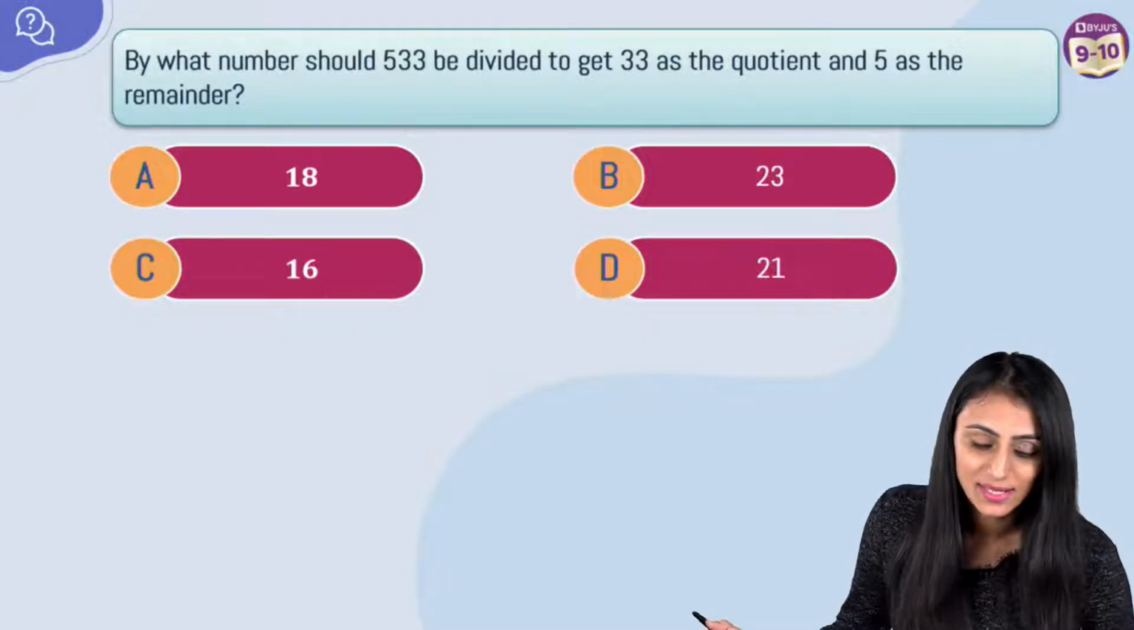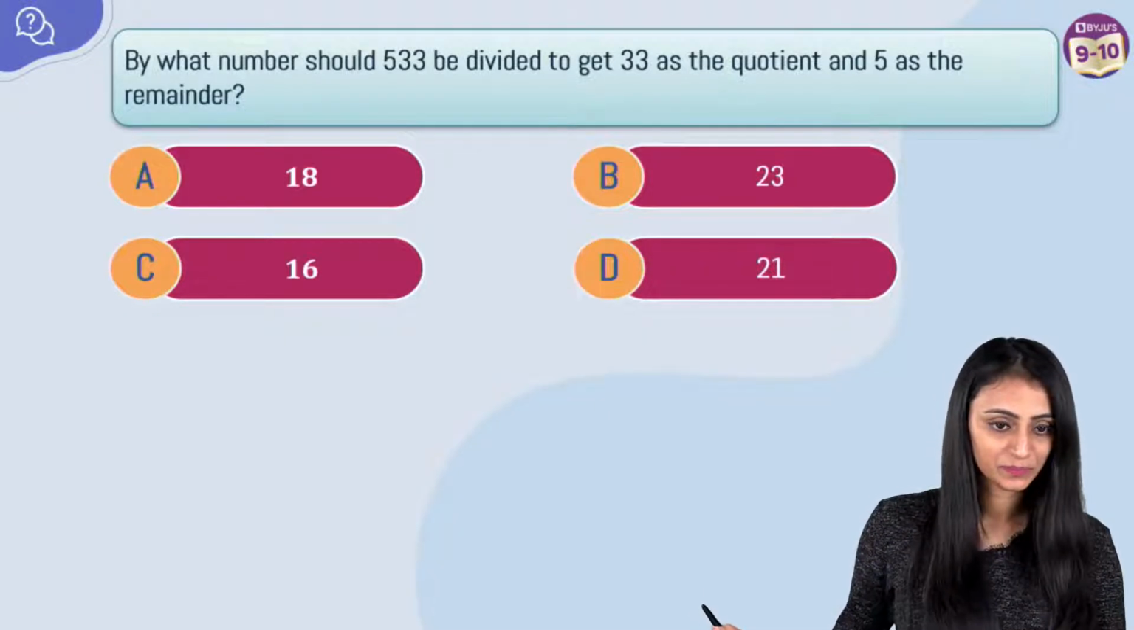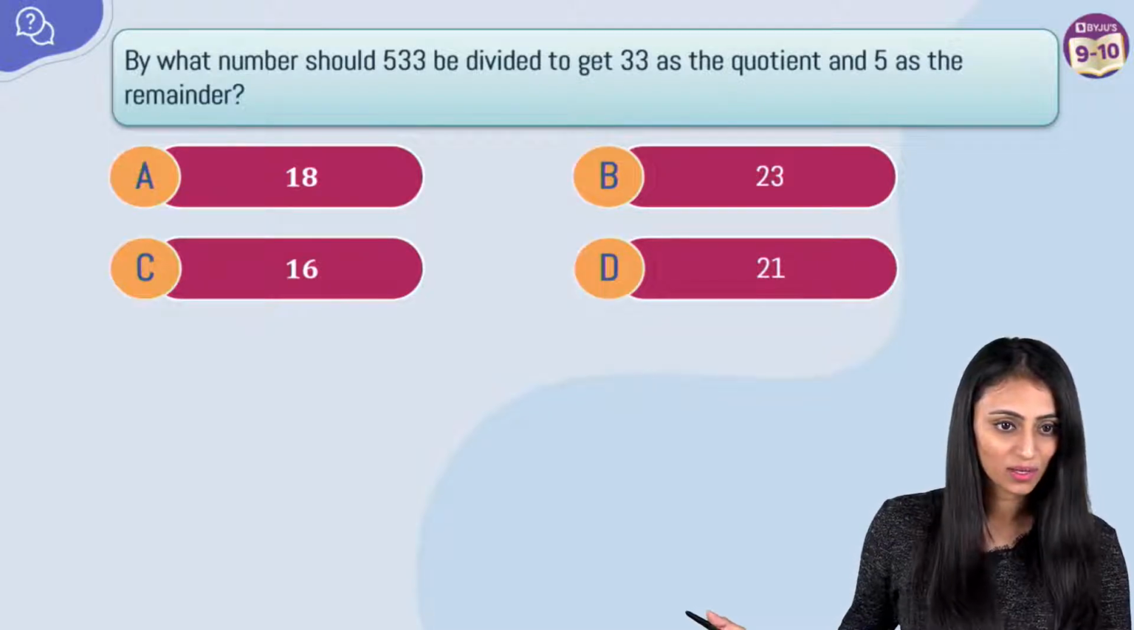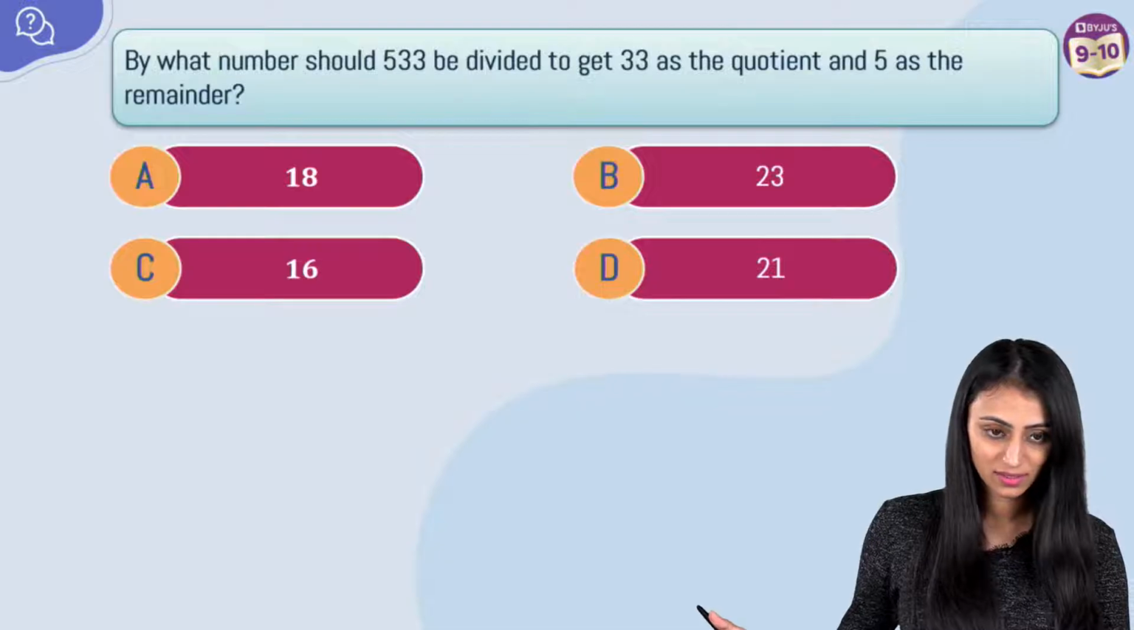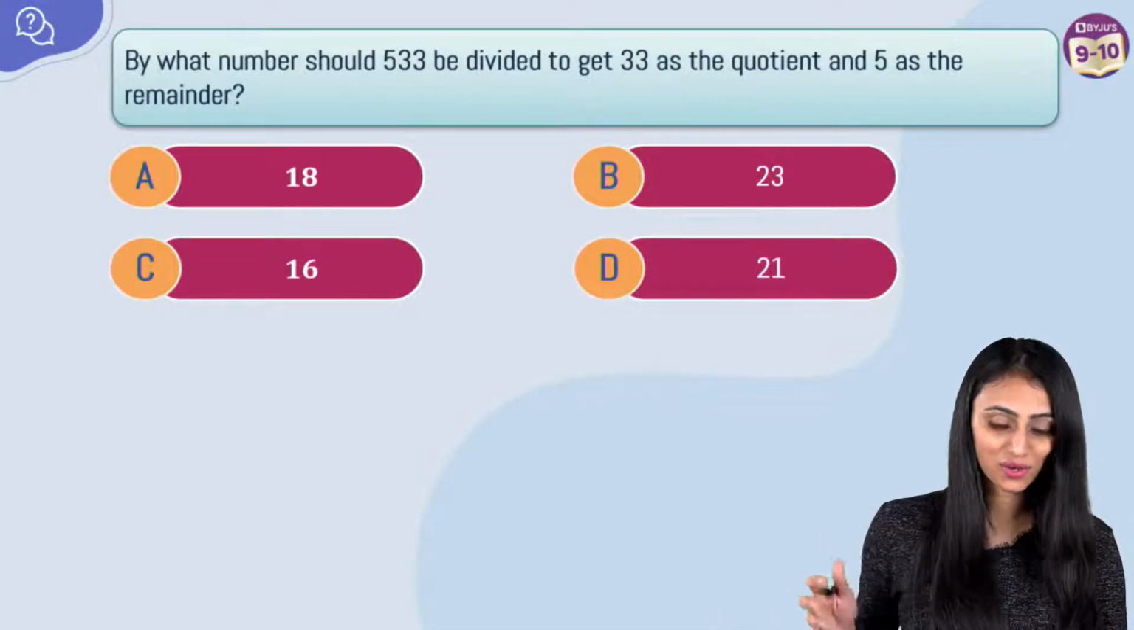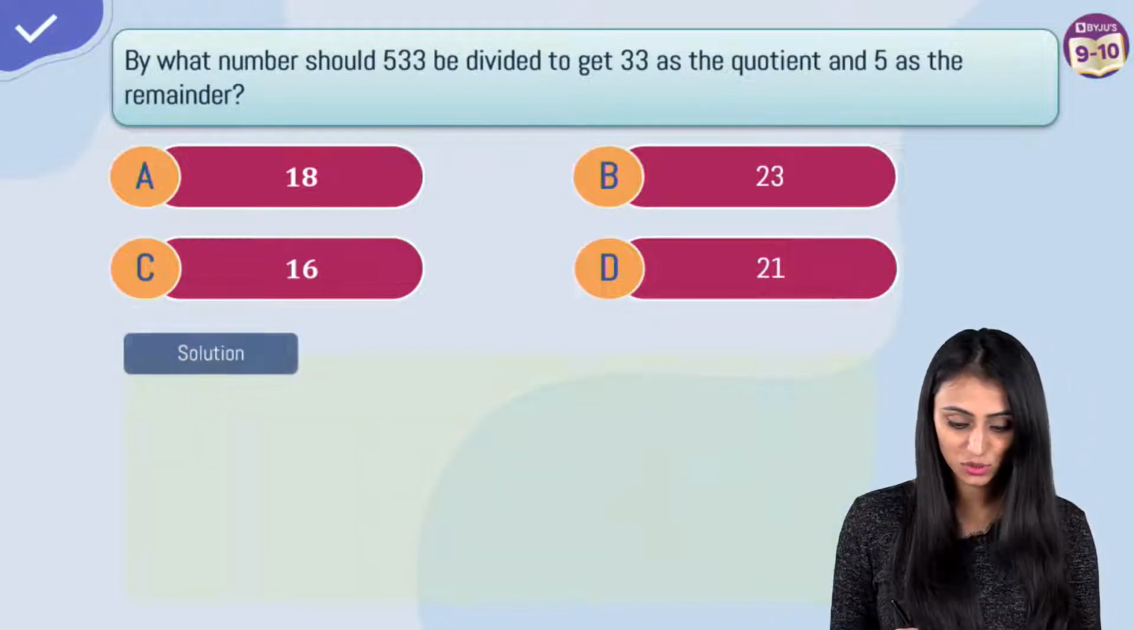Urmila says it's 18, option A. Alright. Madhav says 18, Sompali 28, Ishan, it's C 16. Different answers you are giving. Okay, let me tell you the solution then.